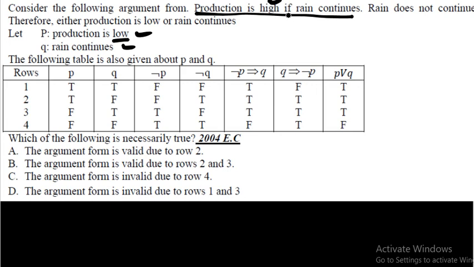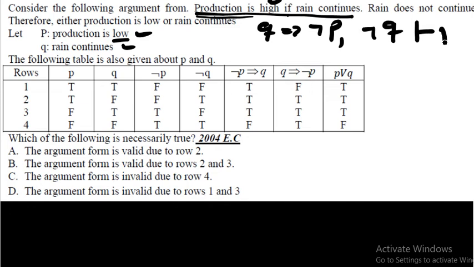But which one is the premise here for the conditional statement? If rain continues will be the premise. So Q implies negation of P. That is the first premise. And rain doesn't continue. That's going to be the second premise, negation of Q. Finally, the conclusion, either production is low or rain continues. That means P or Q will be our conclusion.